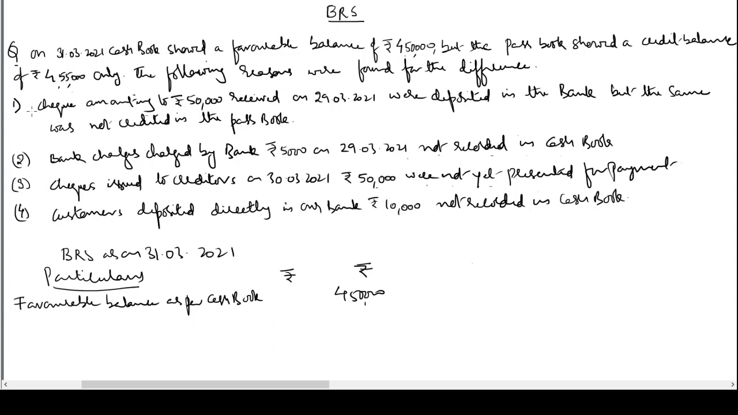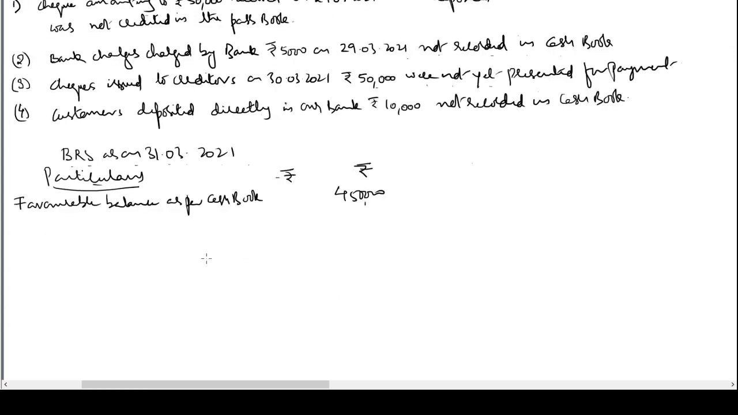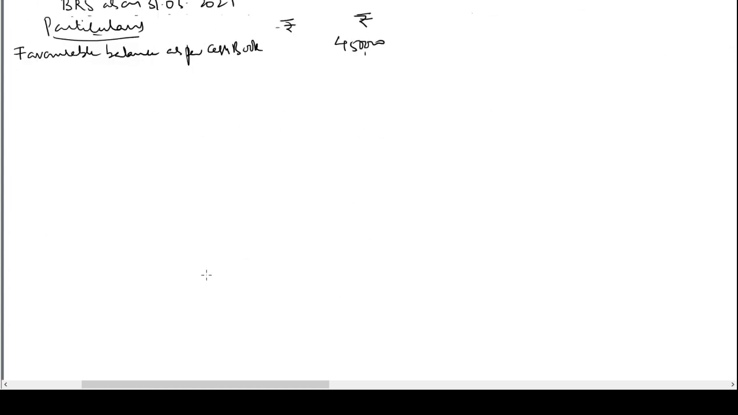Now, using these reasons of differences, we have to reconcile the balance as per the cash book with the balance as per the passbook. Let us start. Bank reconciliation statement as on 31st March 2021, particulars, rupees and rupees. There will be 3 columns. I am taking favorable bank balance as per cash book as the starting point.